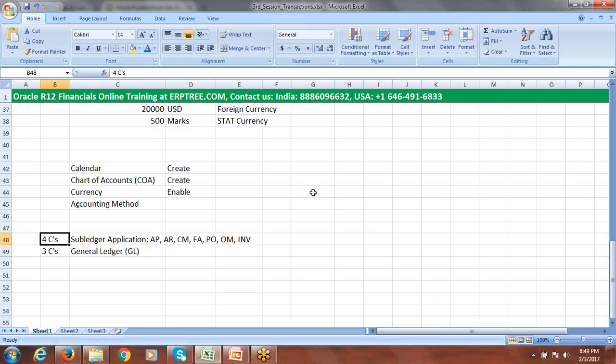Now my question is, if you want to record the transaction in an application, it can be any application, how many C's do we require? 4 C's. That is the final point we have to take from here.